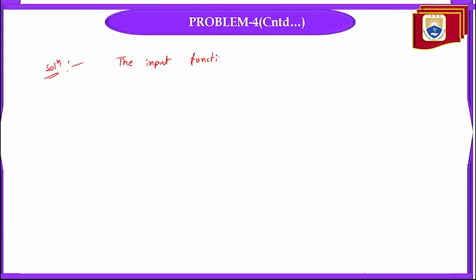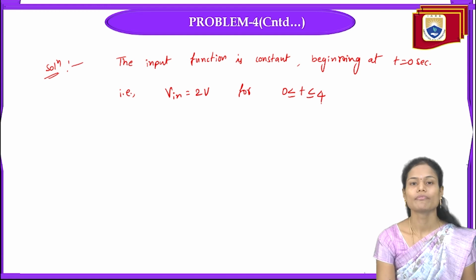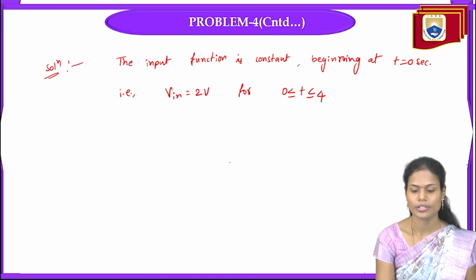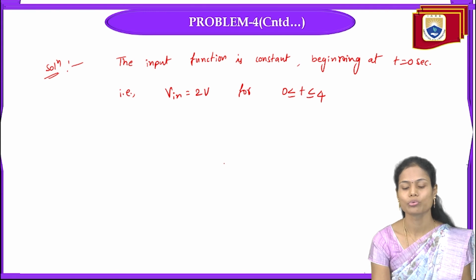The input function is constant and it is beginning at t equal to 0 seconds. That is, we can write it as V in equal to 2 volts. At what range? For 0 to 4 range, it is making the amplitude as 2 volts.